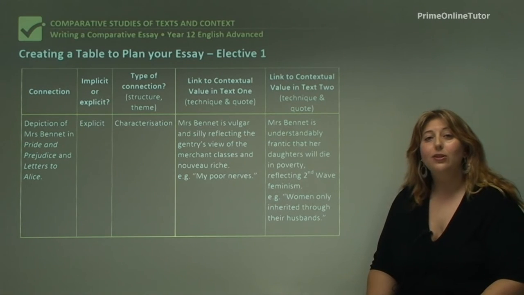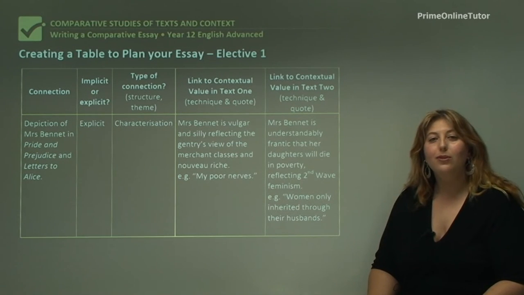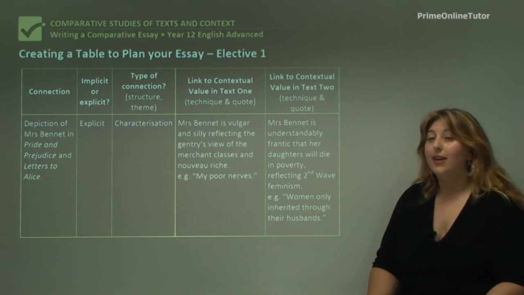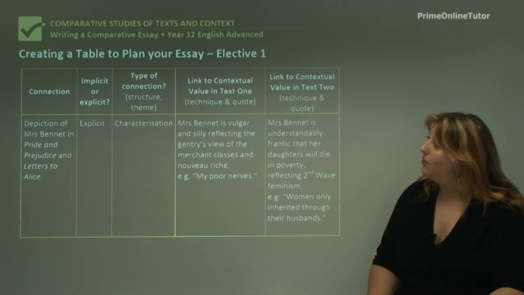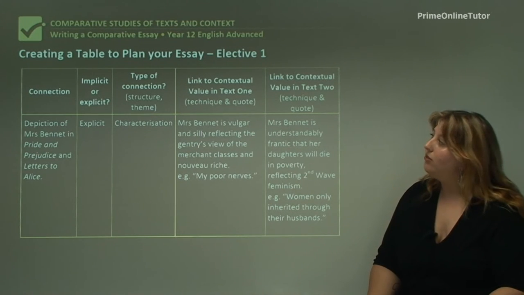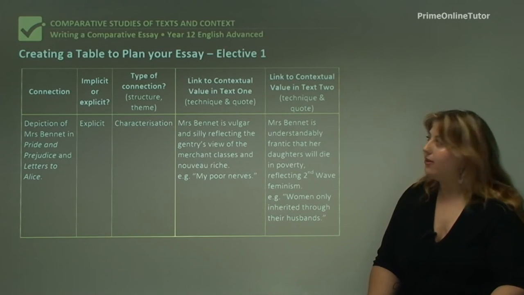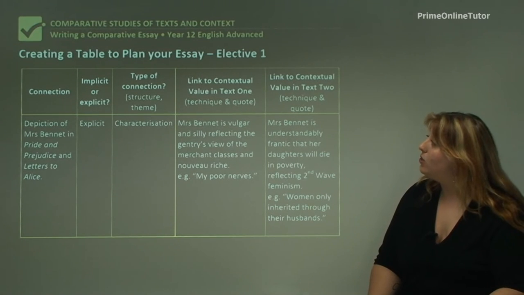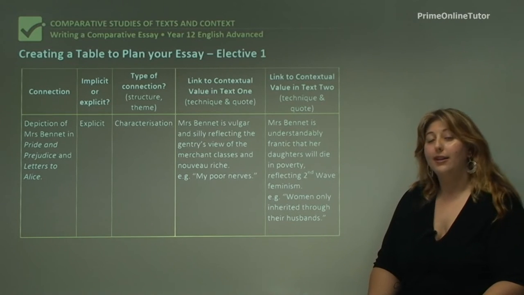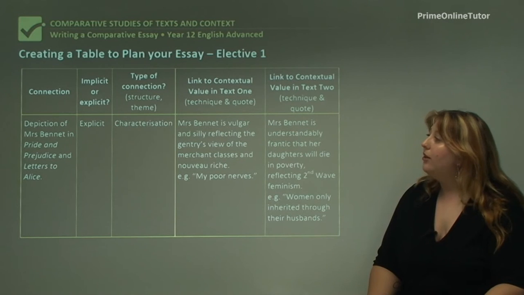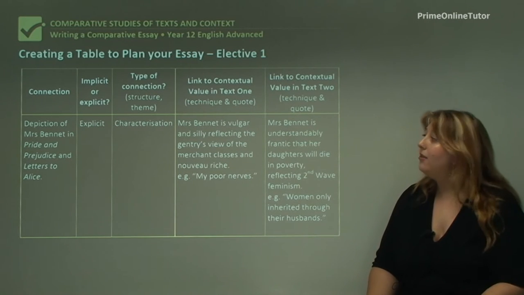Another thing you're going to need to do to prepare is to create a table so that it's a lot easier to write the rest of your essay. So if you were doing elective 1, you'd have to consider identifying the connection, decide whether or not it's an implicit or explicit connection, what type of connection it is, so it's to do with structure, language, a theme, link it to the contextual value in text 1 and provide a technique and quote, and then do the same thing for text 2. So here's an example of what you might lay out.